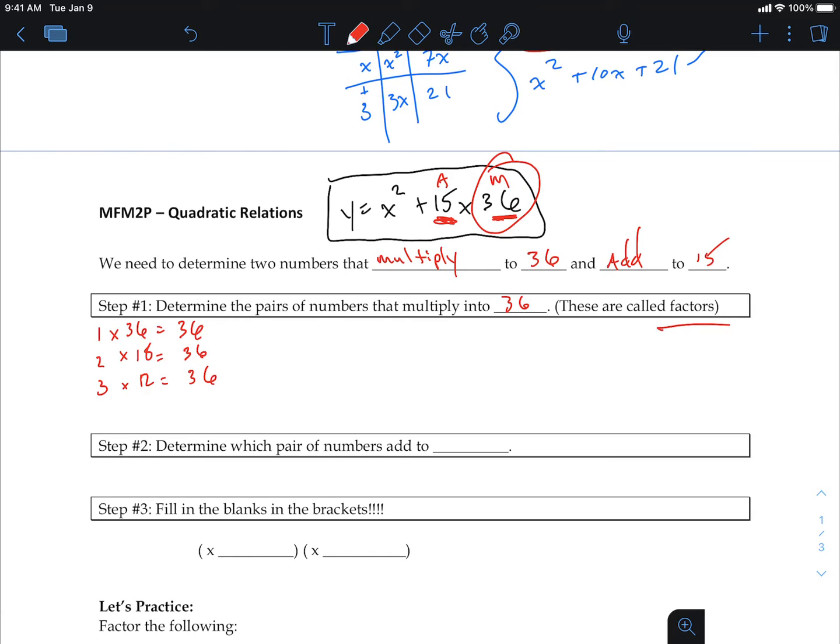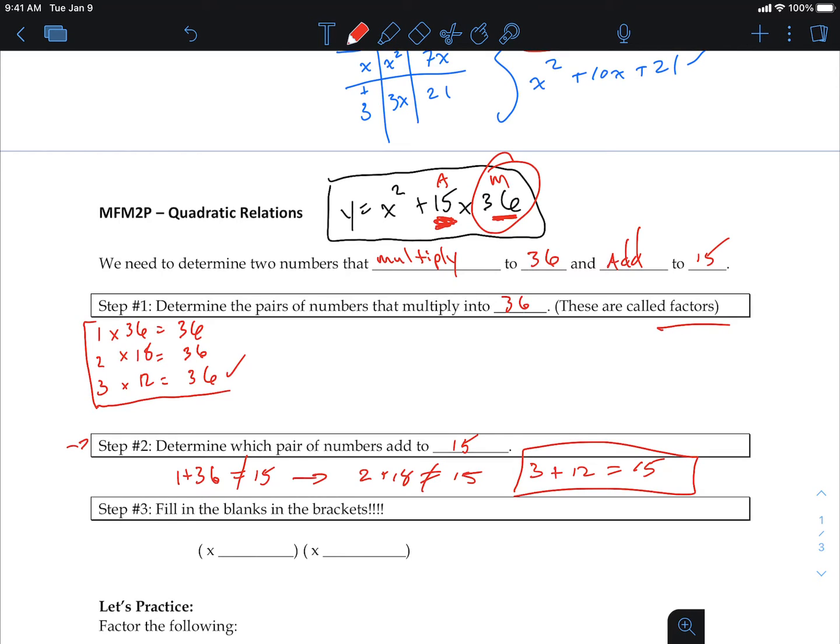3 times 12 equals 36. That's good. That satisfies the product. The catch is, when we look at step 2 here, the numbers that we pick from above have to add to 15 as well. And so you just check them. 1 plus 36 does not equal 15. Next one. 2 plus 18 does not equal 15. 3 plus 12 does equal 15. Wow. There you go. There are two numbers, 3 and 12.